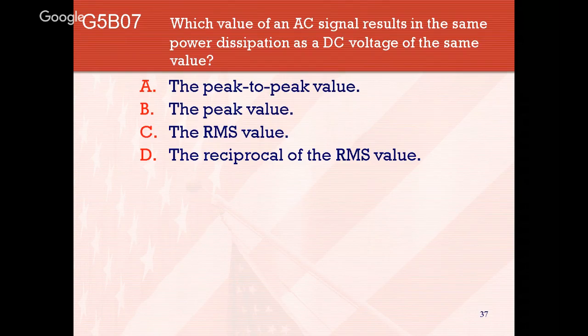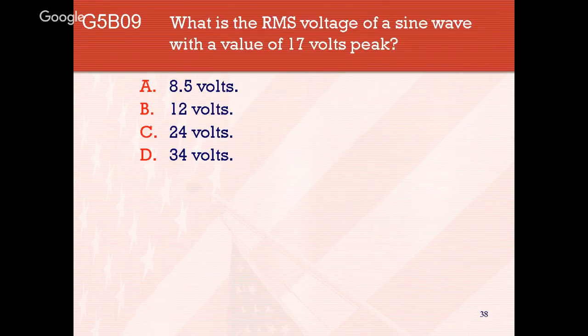Which value of an AC signal results in the same power dissipation as a DC voltage of the same value? It's the value of the AC signal, and remember, this is called the RMS value. Root mean square. I didn't finish that, sorry. What is the RMS voltage of a sine wave with a value of 17 volts peak? Remember how we changed that and did the formula and everything.